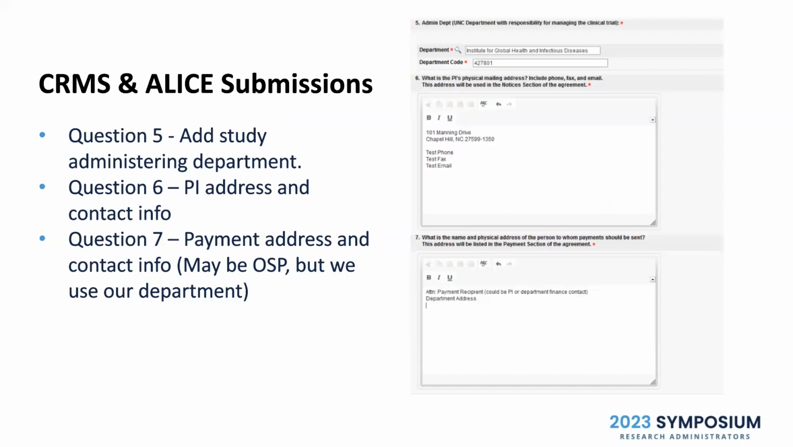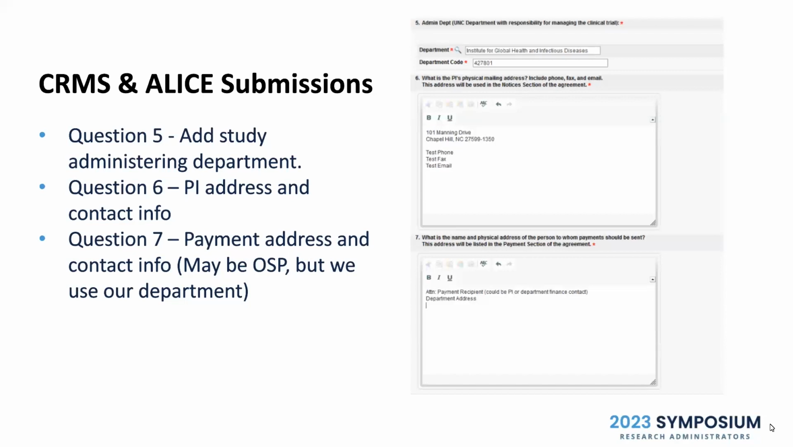And once you're in there, you have to put in the study administering department. This may or may not be the PI's home department, like an IGHID. We do clinical trials for people from all kinds of departments, but we always default to our project or our department code. And then for question 6, you want to put in the PI's contact information. What is their physical address, their phone number, their fax, and their email?